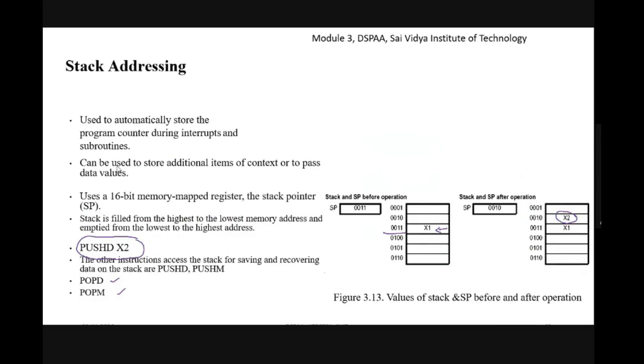The last topic of the addressing modes is stack addressing, used to automatically store the program counter during interrupts and subroutines. It can also be used to store additional items of context or pass data values to the subroutines. There also we use the indirect addressing mode and 16-bit memory mapped registers. As we all know from the previous prerequisite courses, push and pop are the instructions that are used along with stack addressing.